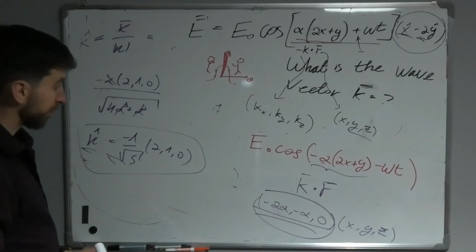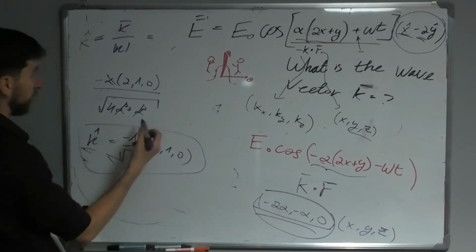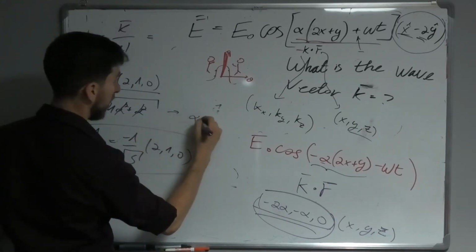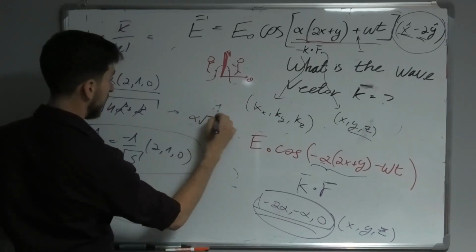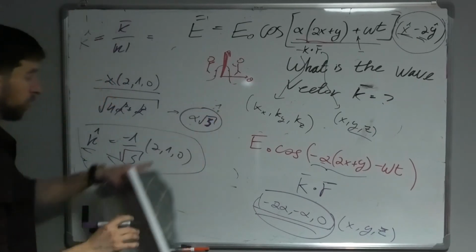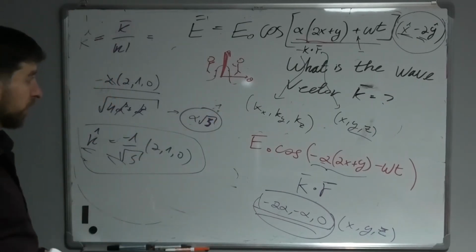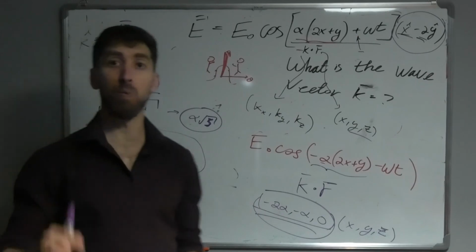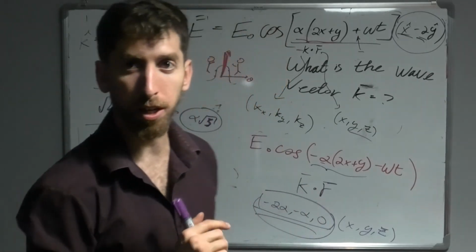And also, I want to ask you, this is the magnitude, right? The magnitude is actually alpha root 5, the magnitude of the vector. So I can ask you, what is the wavelength of the X-ray?